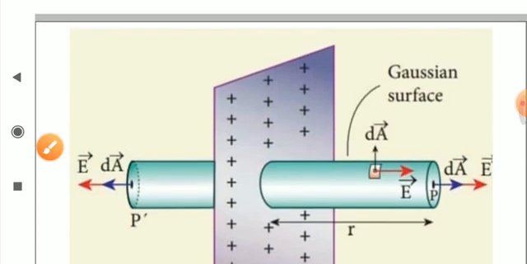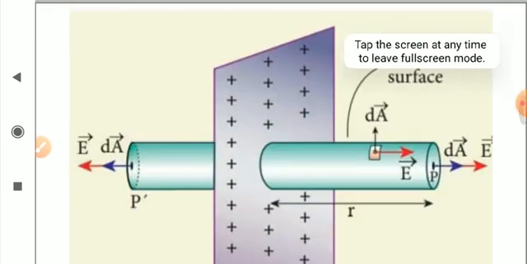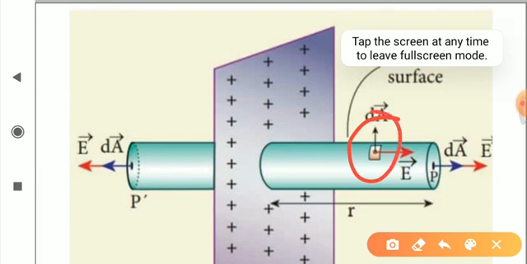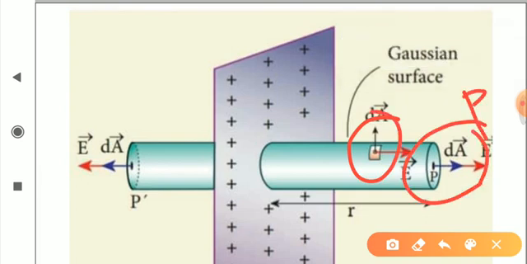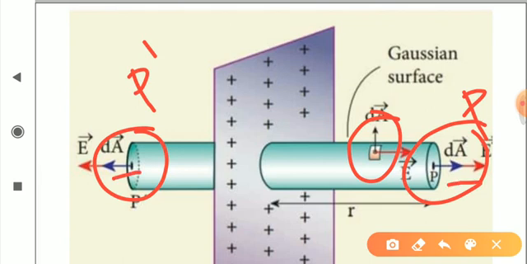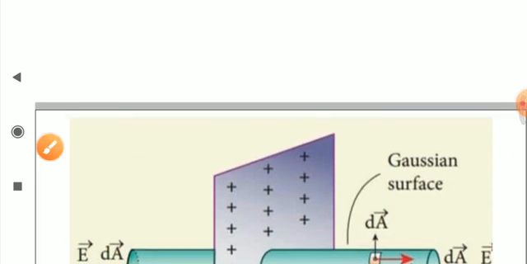So this is nothing but the curved part. This is the curved part, P on the right hand side and P dash on the left hand side. We are going to find out the total flux due to the Gaussian surface. In this Gaussian surface, we are taking 2 ends and 1 curved part. That is represented here.